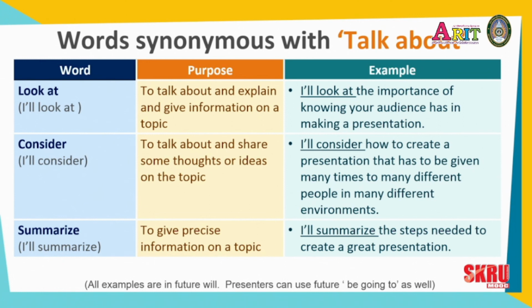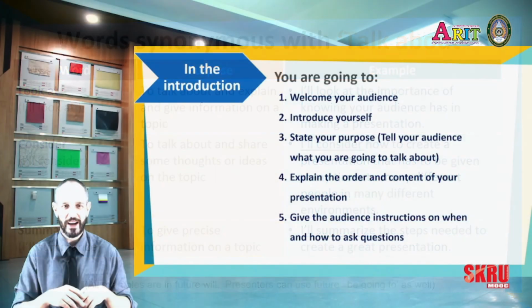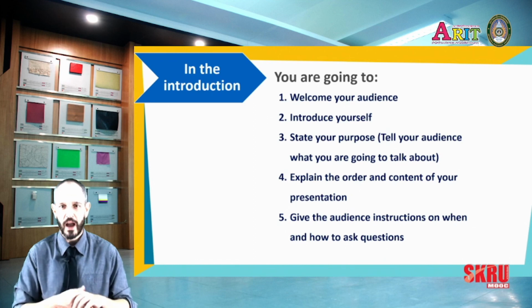Summarize means you're going to give precise information on a topic. And you may have learned this already in school where your teacher asked you to summarize a book. What's the main idea? So you're going to give a condensed, a smaller version of information to them on a big topic. So summarize means you're going to narrow down and give precise information on the topic. And again, we have our examples on the right as well. That summarizes the introduction.